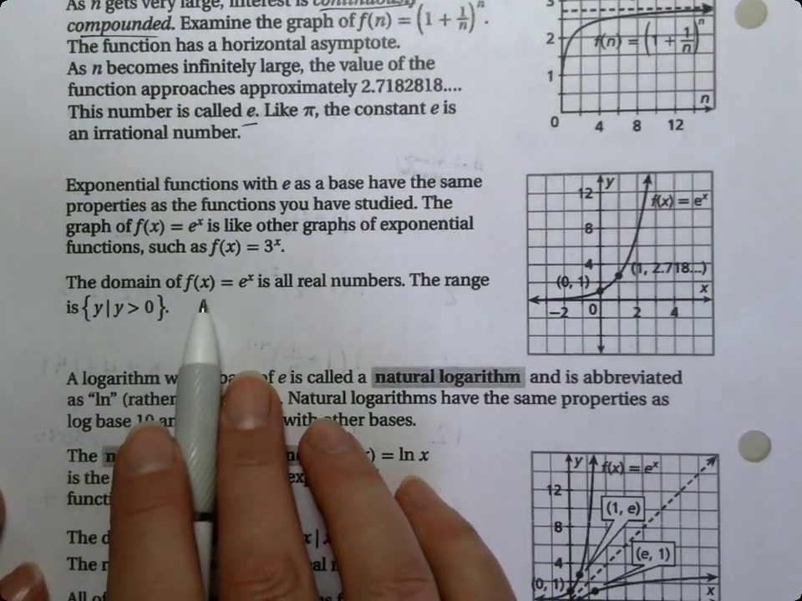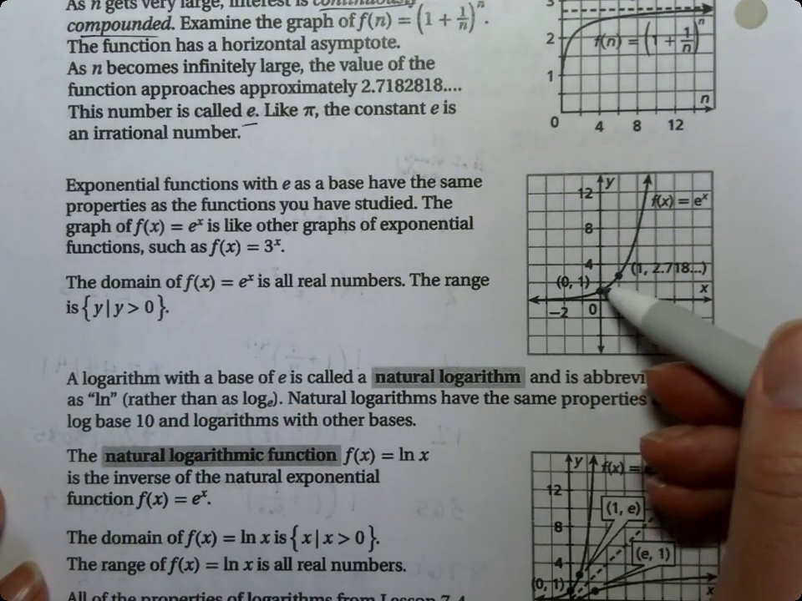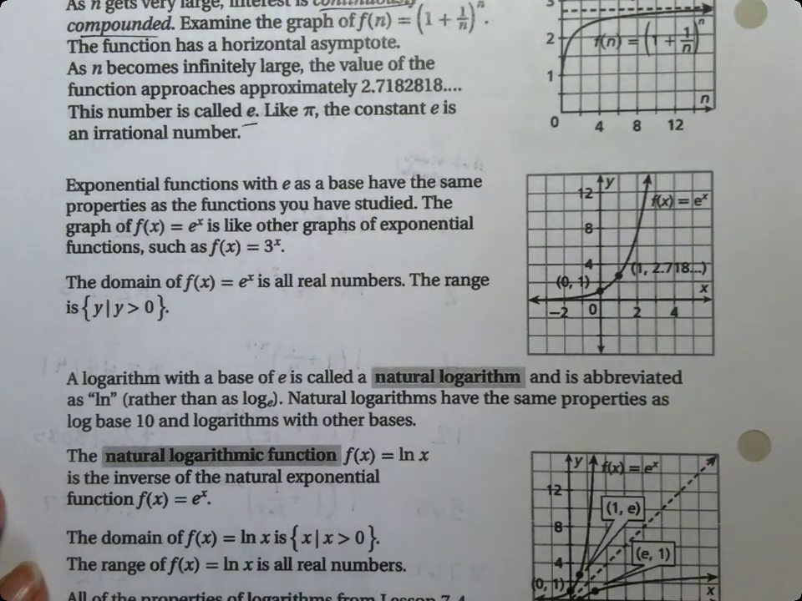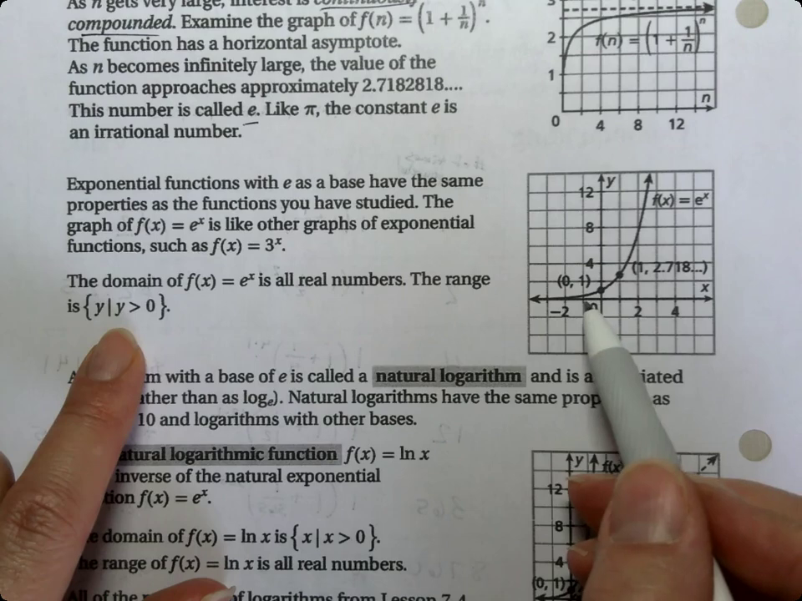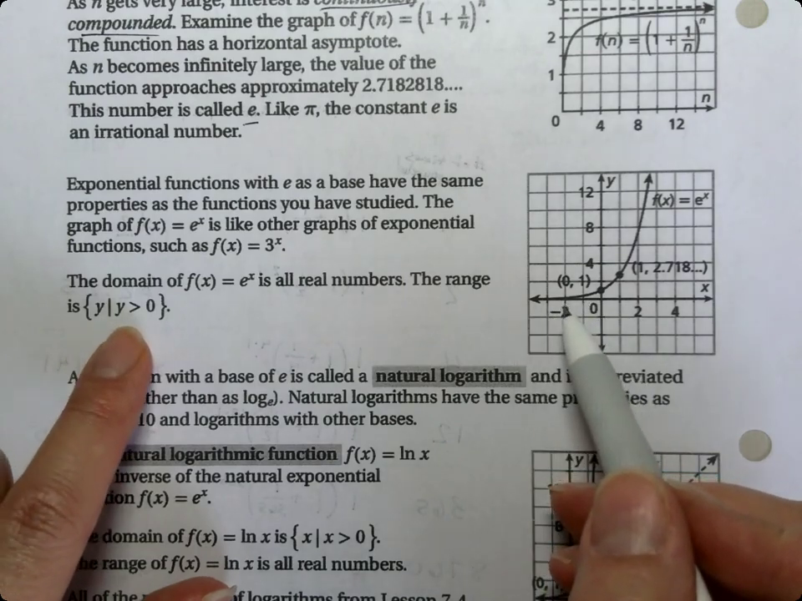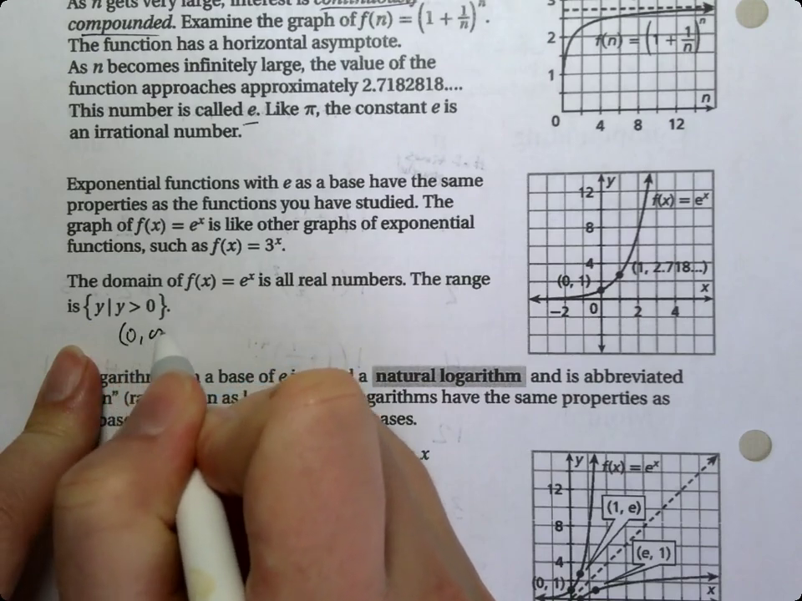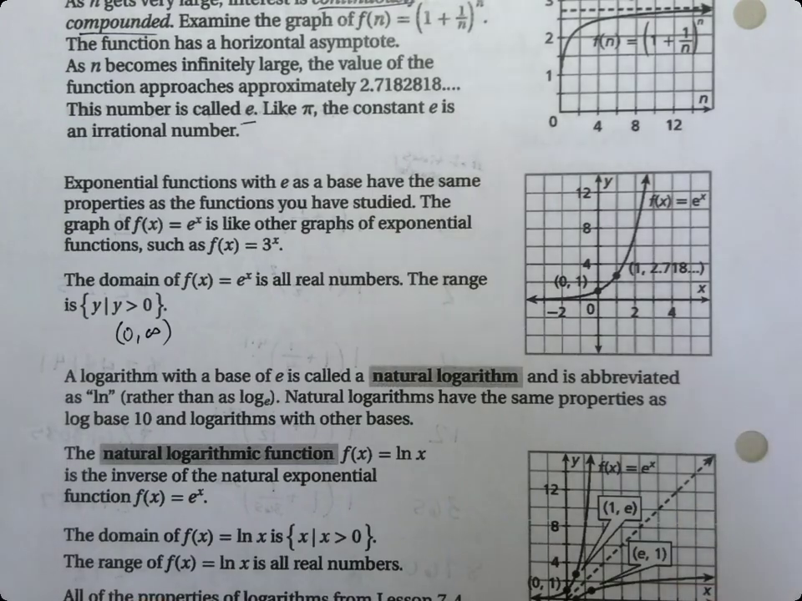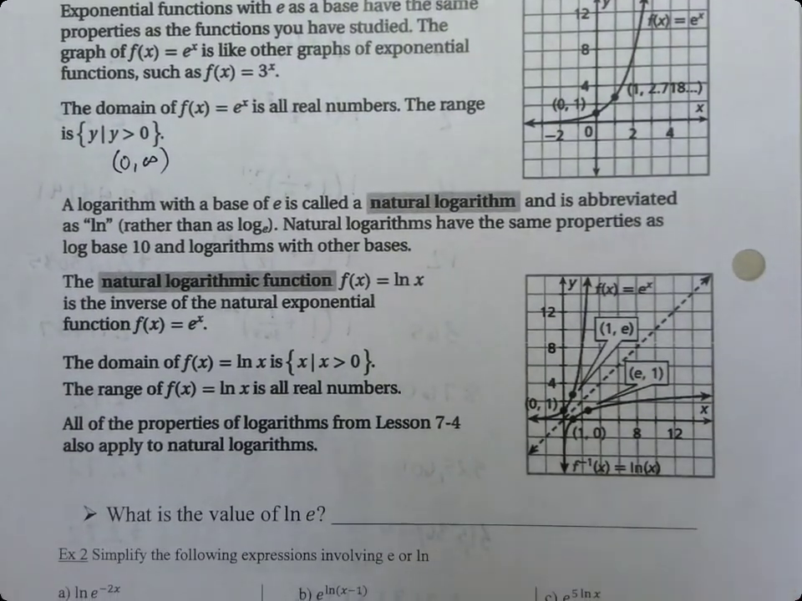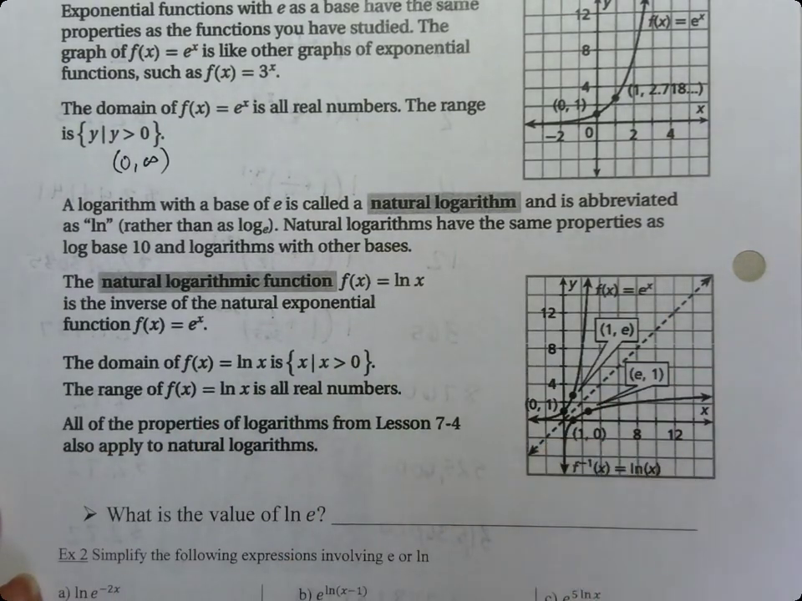The domain of f of x equals e to the x is all real numbers, because as your graph goes left, it also continues to go up and push right. So all real numbers. But the range is just like the other exponential functions, y such that y is greater than 0, or you could say 0 to infinity. So this is going to have an asymptote right here at y equals 0. Okay, so a lot of just looking before we get to the properties. Don't ignore this part so you can try to understand it.